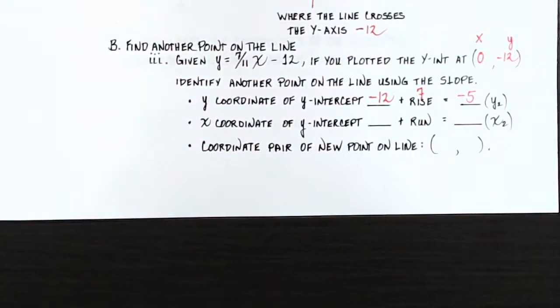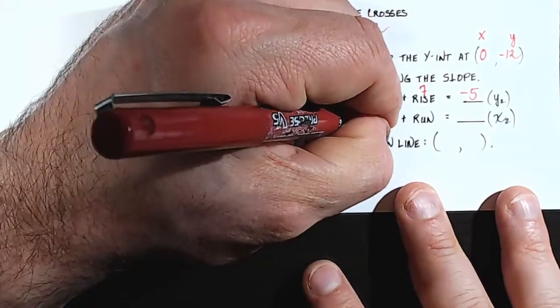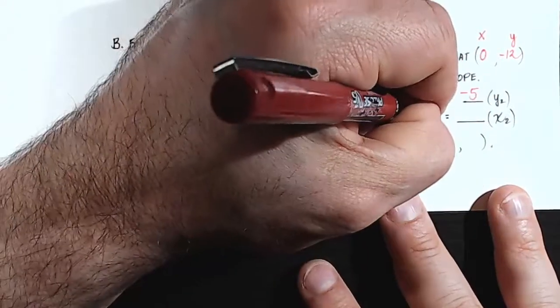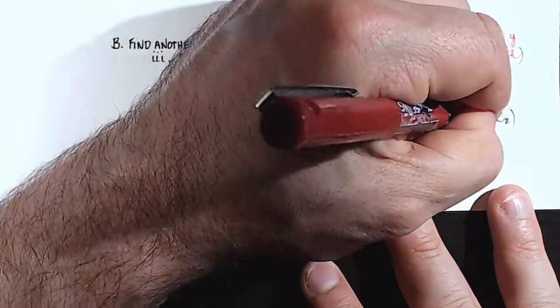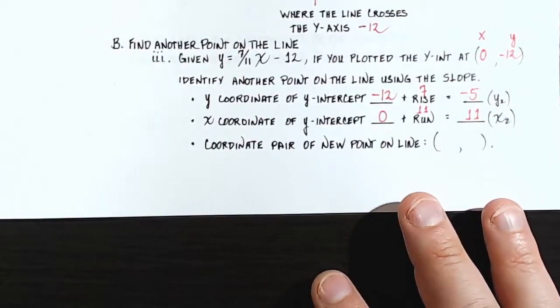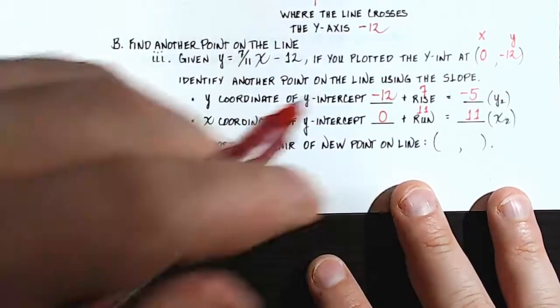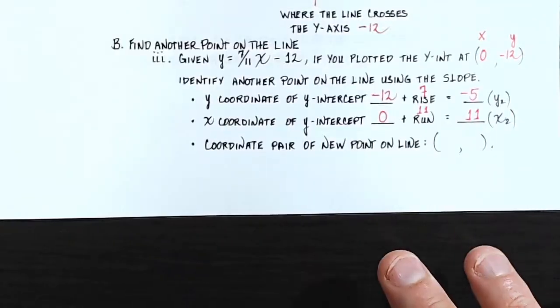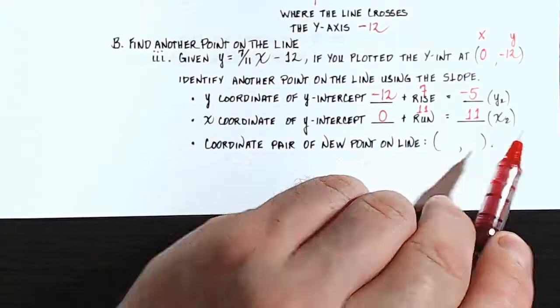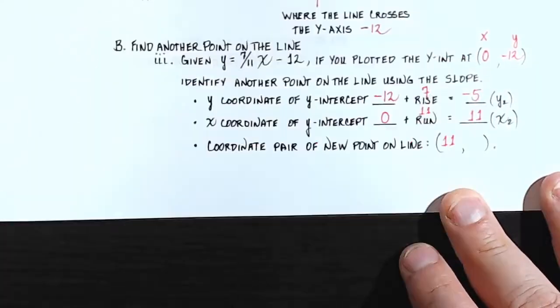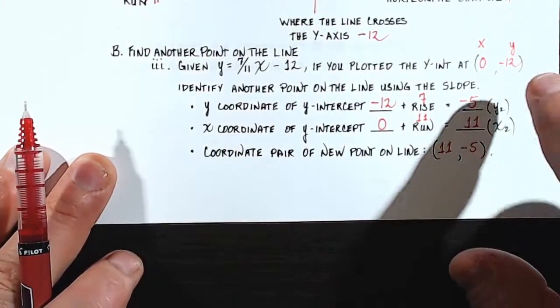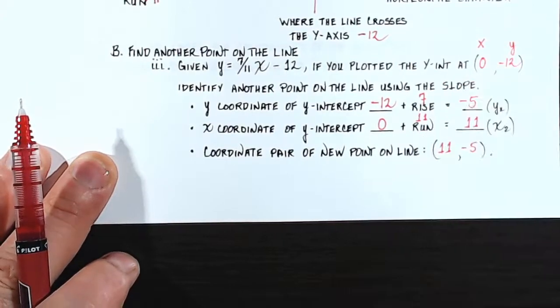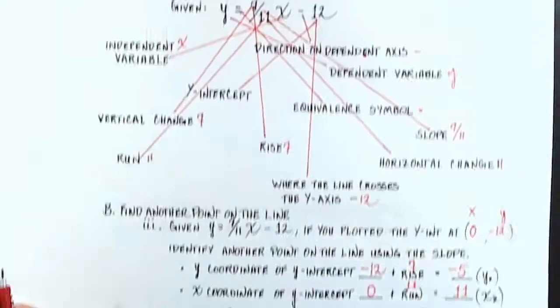The x-coordinate of the y-intercept, that is 0, plus the run. So the run would be the denominator of the slope fraction, and that would give us 0 plus 11, which is 11. And what I'm claiming here is that the point 11, negative 5, I need to be careful. Whoops. So this is the x-coordinate, 11. The point 11, negative 5 will be on the same line that the y-intercept is on, and the x-intercept. Okay, so let's go to the next page here and see what we're going to do with this.